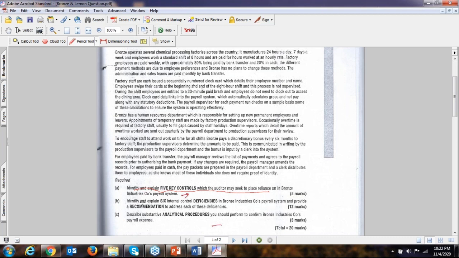And what is the B requirement? We will do only A and B requirements. C is not relevant yet because it is about the substantive procedures.